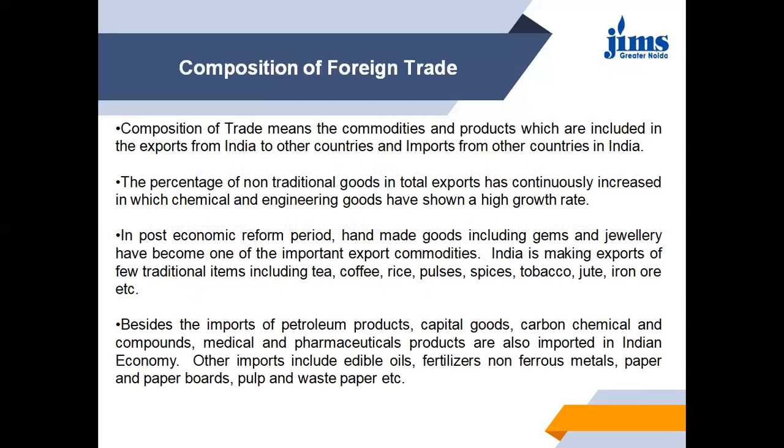Now, the composition of foreign trade. Composition of trade means the commodities and products which are included in the exports from India to other countries and imports from other countries into India. The percentage of non-traditional goods in total exports has continuously increased, in which chemical and engineering goods have shown a high growth rate. In the post-economic reform period, handmade goods including gems and jewelry have become important export commodities. India also exports a few traditional items: coffee, rice, pulses, spices, tobacco, jute, iron, etc. Besides petroleum products, capital goods, organic chemical compounds, and medical and pharmaceutical products are also imported into the Indian economy. Other imports include edible oils, fertilizers, non-ferrous metals, paper and paper boards, pulp and waste paper, etc.